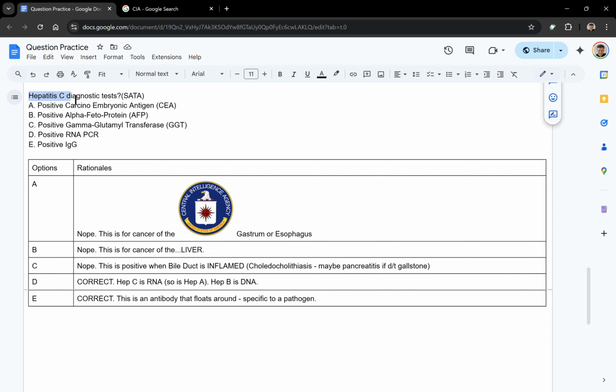Antibodies are either IgG or IgM. IgM is acute, IgG is chronic. So if they have a chronic Hep C, you're going to see the IgG for Hep C. If they have chronic Hep B, you're going to see the IgG for Hep B as well. Which one, surface, envelope, or core? It's going to be present.